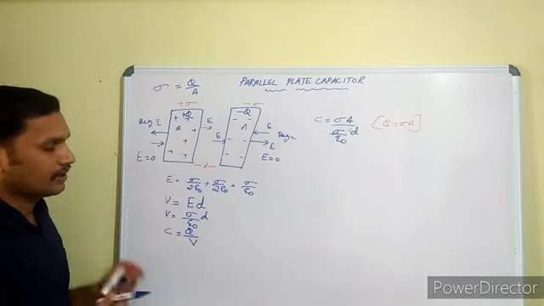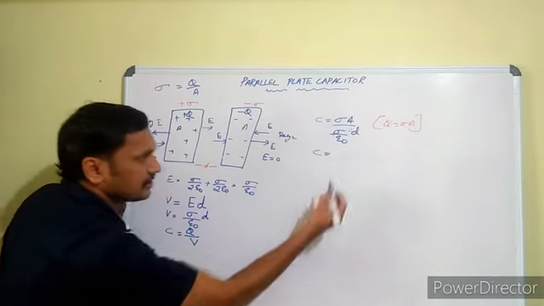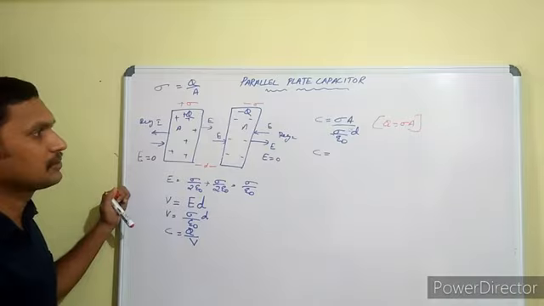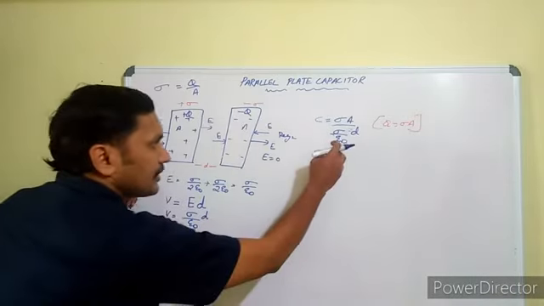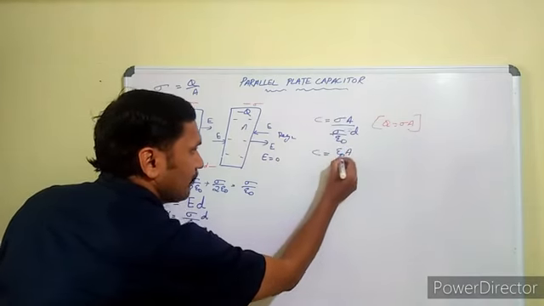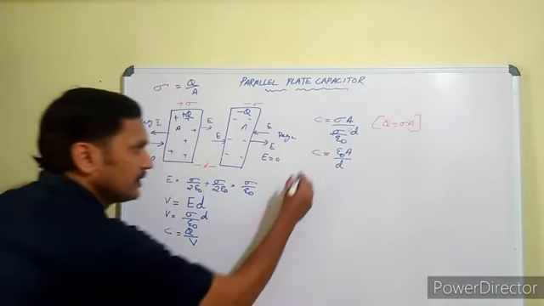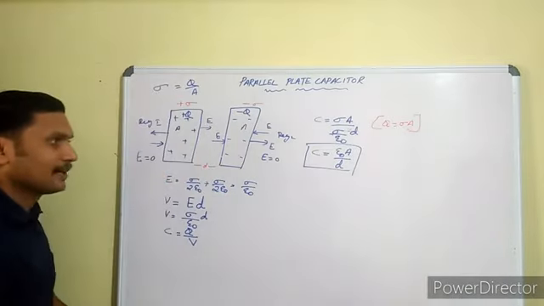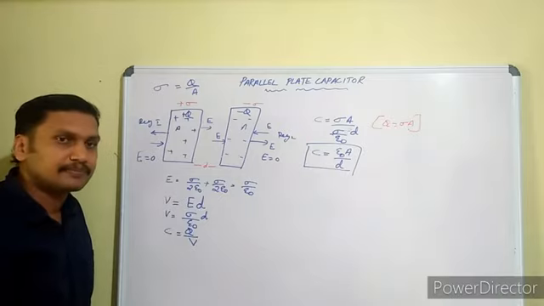Now rearrange that equation. We have the capacitance of this arrangement, C is equal to, and here sigma and sigma get cancelled, and take this epsilon 0 here. The equation is epsilon 0 A by D. This is the capacitance of this arrangement. Capacitance C is equal to epsilon 0 A by D.